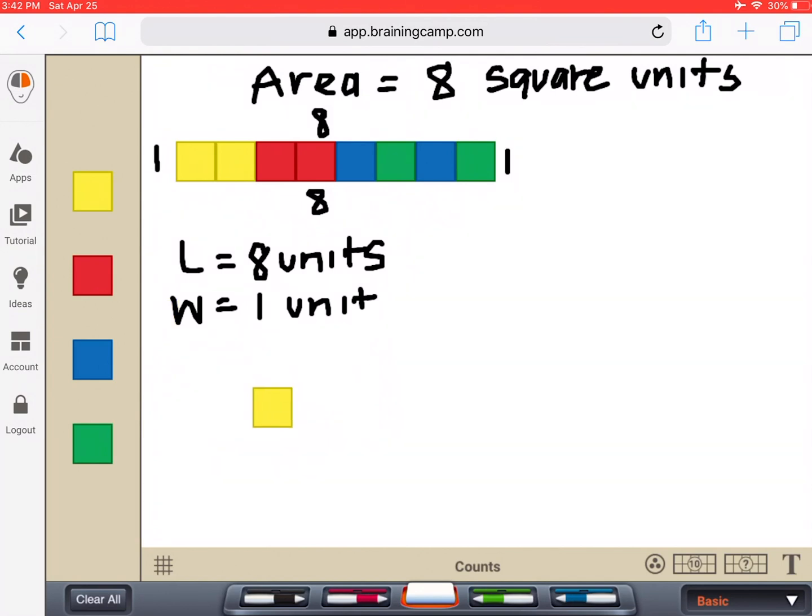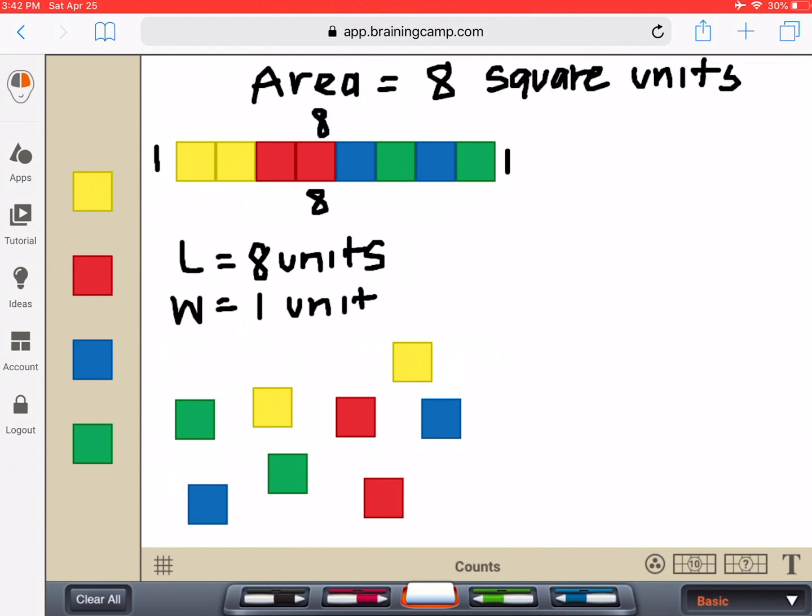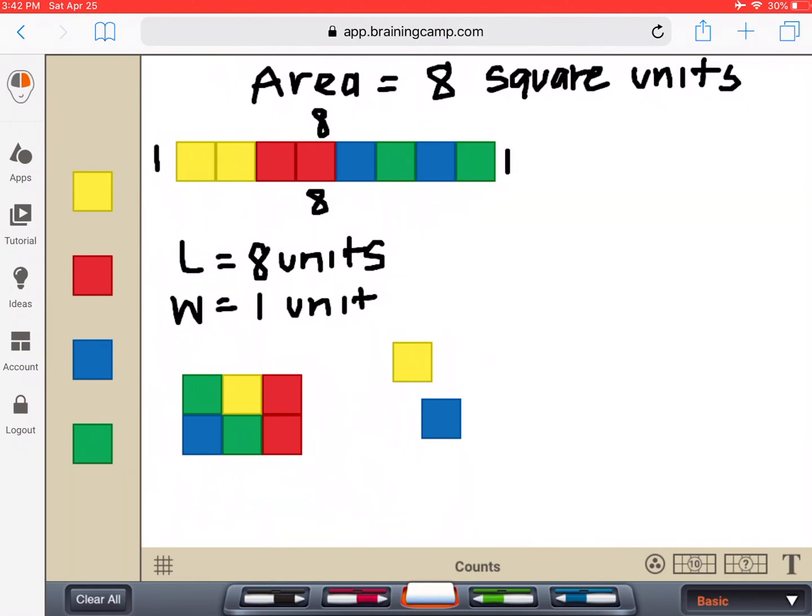Now, can anyone think of a different way? I'm going to put 8 more back out. 1, 2, 3, 4, 5, 6, 7, 8. I want you to think out loud or maybe explain to the person sitting next to you, how could we try to find another rectangle out of these 8 tiles or these 8 square units? Did anyone say since we started with a height or a width of 1, we can move on to doing 2? And we can do 2, 3, 4, 5, 6, 7, 8. Good, that would be another example.